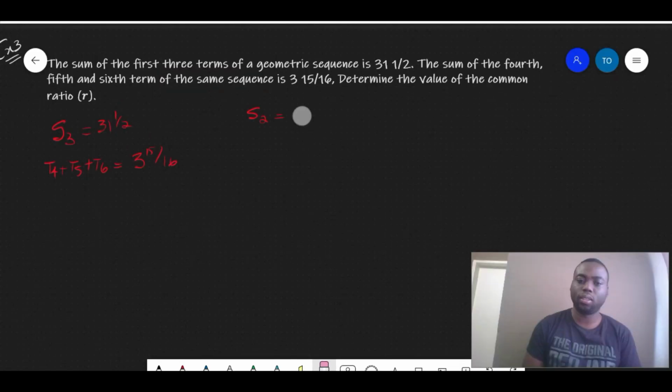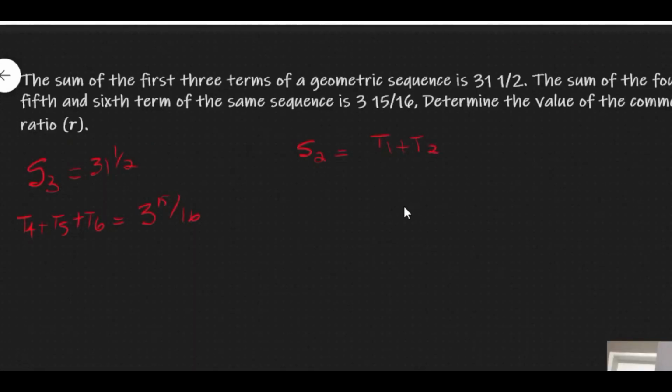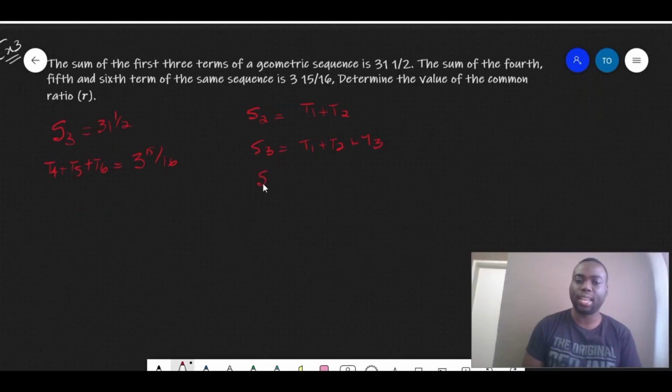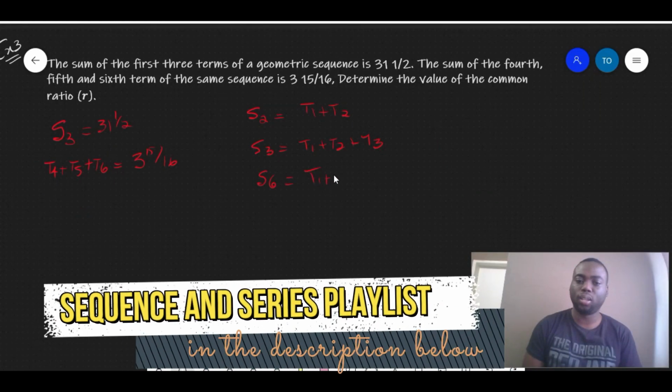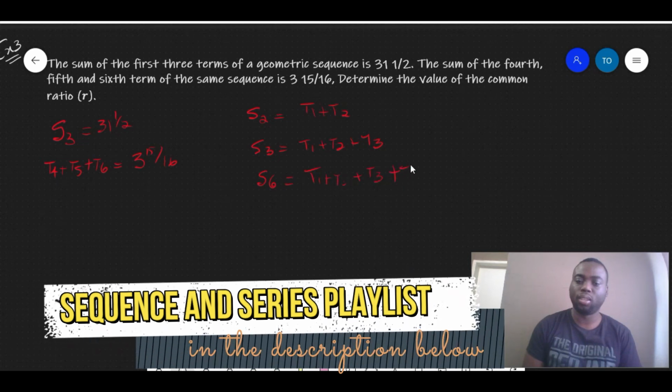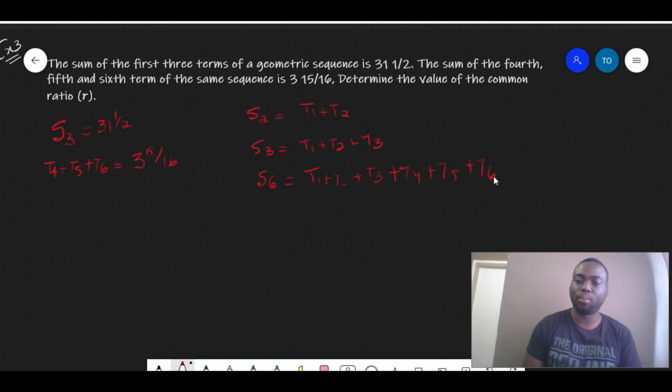We understand here that S3 is equals to 31 1 over 2. Now they tell you something else. They tell you that T4 plus T5 plus T6 is equals to 315 over 16. S2 is gotten by saying T1 plus T2. That's what that is. It's the sum of the first 2 terms. So S3 is by saying T1 plus T2 plus T3. S6 is actually T1 plus T2 plus T3 plus T4 plus T5 plus T6.